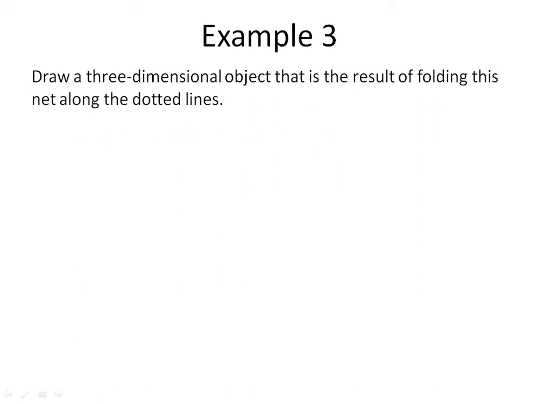Okay, example 3. They want you to draw a three-dimensional object that is the result of folding this net along the dotted lines. So here's the net we have. As you can see, what you're going to end up with is a triangular pyramid, sometimes called a tetrahedron. Tetra is the Greek prefix for 4, and hedron is just a name for all these three-dimensional objects in general. Okay, just like polygon is for flat objects, polyhedra is what they use for three-dimensional objects.